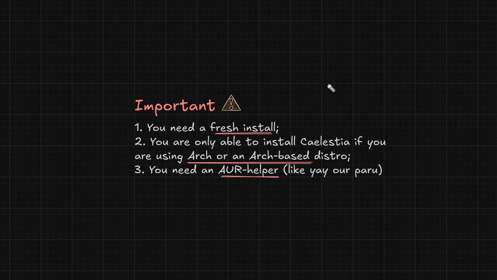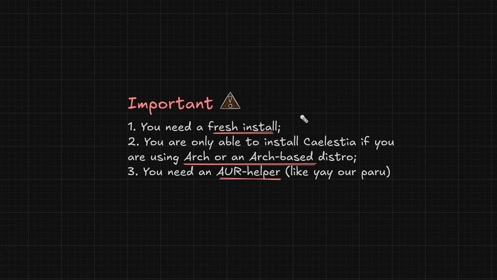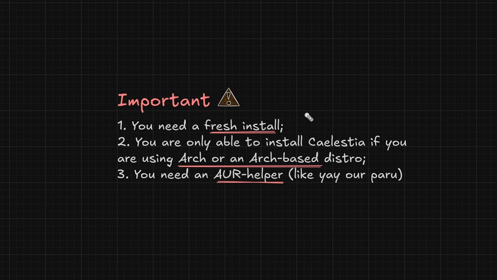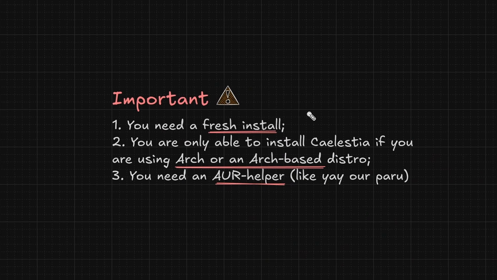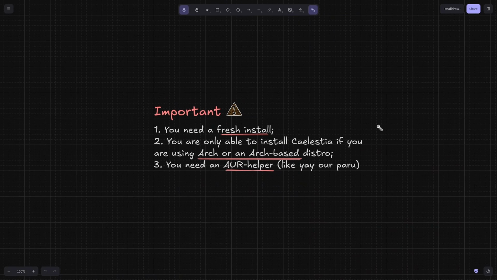And something important you need to know. To install Caelestia, you need a fresh install of your system. You might get some issues and errors. I guess it's because there is a chance of having conflicts with some dependencies that you might have already installed on your system. So before you proceed with this video, just make sure you have a fresh install, okay?